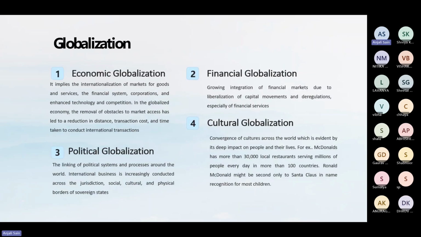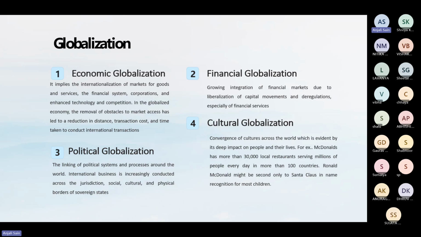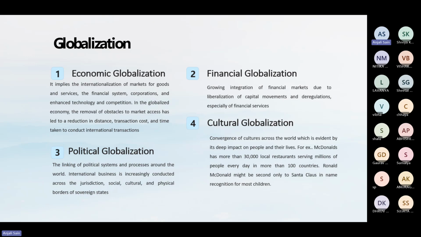These are the main 4 types of globalization. First, globalization is an economic globalization. What does this imply? It implies the internationalization of markets for goods and services, the financial system, cooperation, and enhanced technology and competition. In a globalized economy, removal of obstacles to market access has led to a reduction in distance, transaction cost, and time taken to conduct an international transaction.